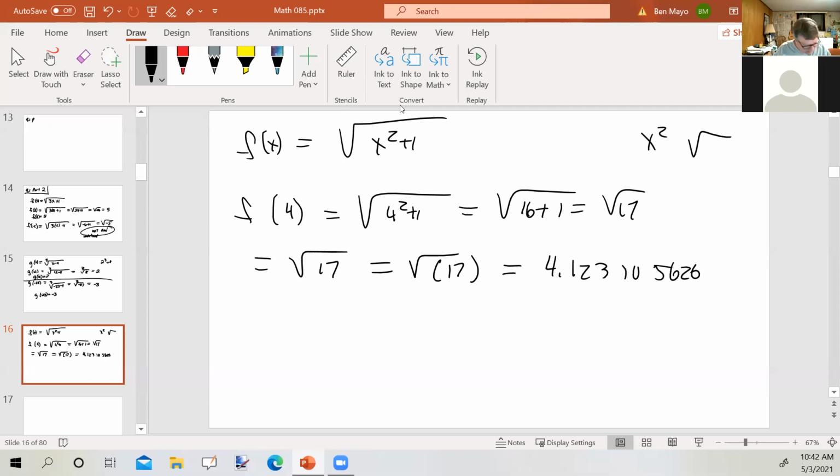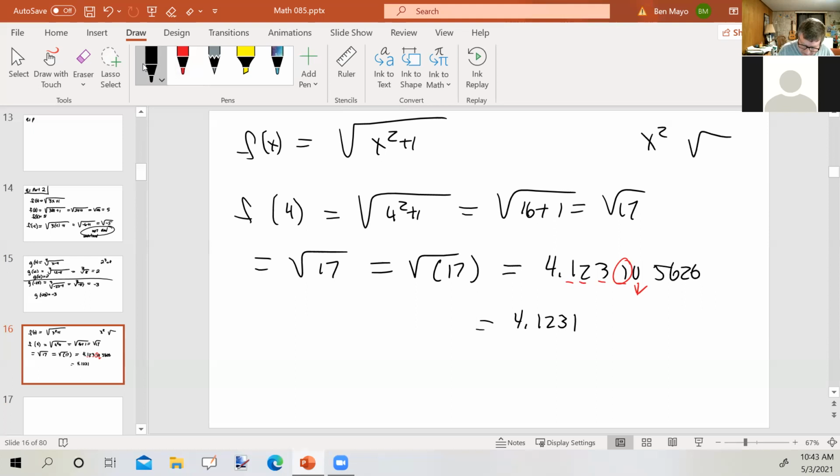4.12310562, etc., etc. The directions say to round to the nearest 10,000th. Let's see, this is the 10th, 100th, 1,000th, 10,000th place. Going one place further, the zero would round down. So my answer is going to be 4.1231. Okay. Let's do another one of those.